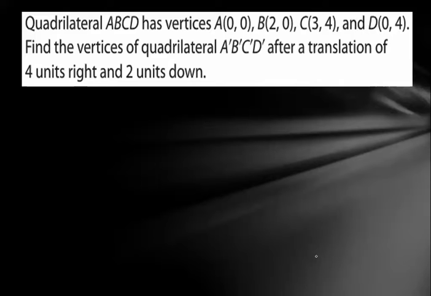We have a quadrilateral, that means a four-sided shape, with these four vertices. Those are the corners of the shape. And they want us to find the vertices of the quadrilateral A prime, B prime, C prime, D prime after a translation of 4 units right and 2 units down. So they want us to find it without using the coordinate plane. So what we're going to do is use the translation notation.